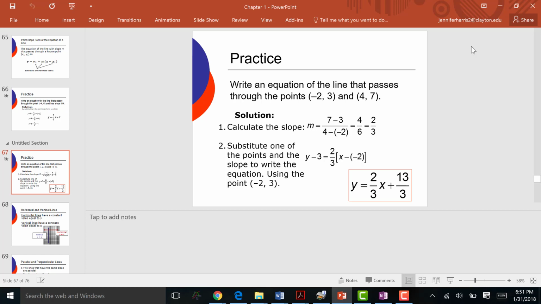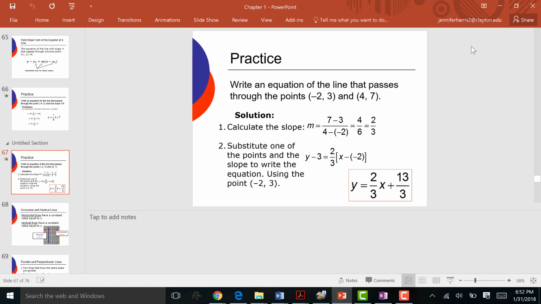Okay, so that's going to be 2/3 x. All right, what's 2 times 2? 4, and 3 times 1 is 3. Alrighty. Do I have y by itself yet? Add what to both sides? Add 3 over here and add a 3 over here.